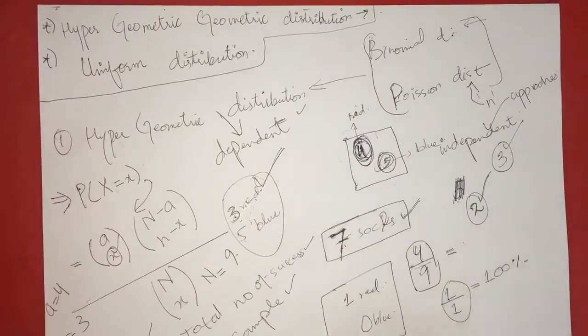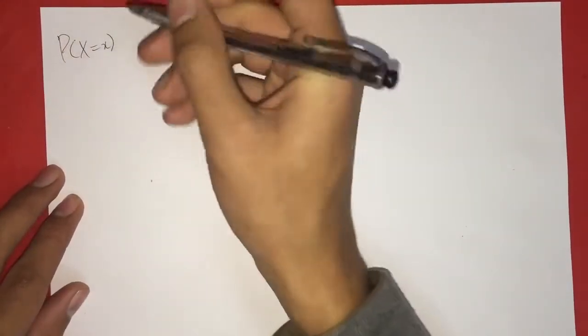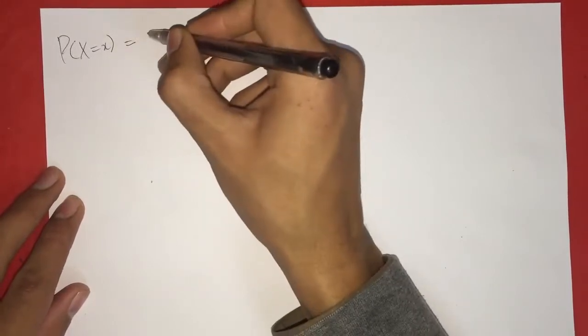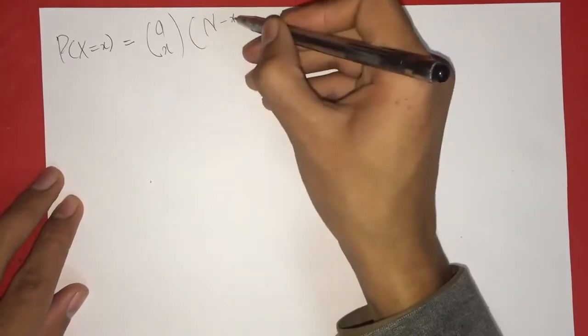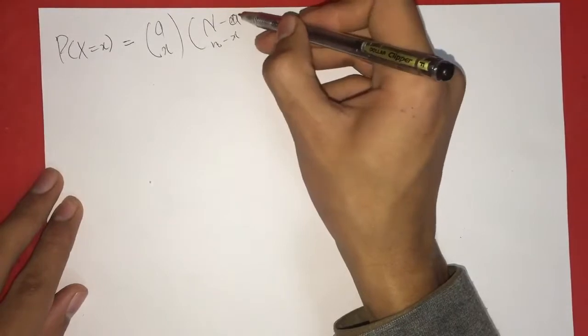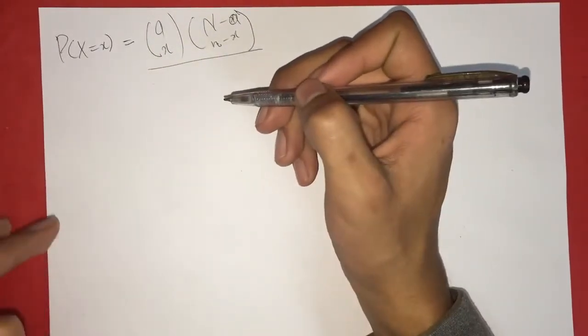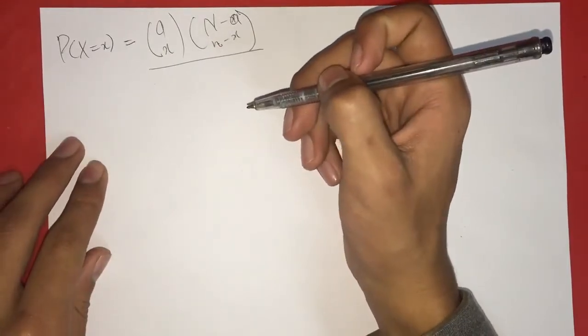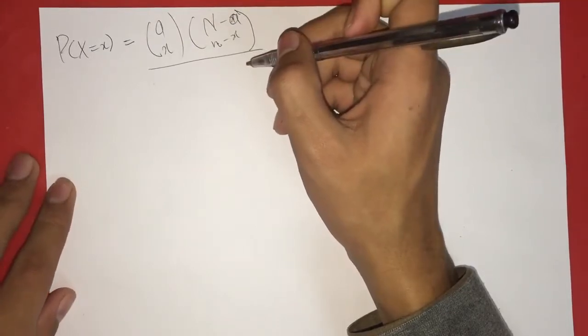If you want to calculate for 3 socks, you have the formula P(X = x), when X takes the value of little x, that is equal to a choose x, times N minus a choose n minus x. It's a little hard to remember, but once you get the logic, it will be a lot easier to solve the problems. When you write this formula again and again, you will eventually get the logic behind it.